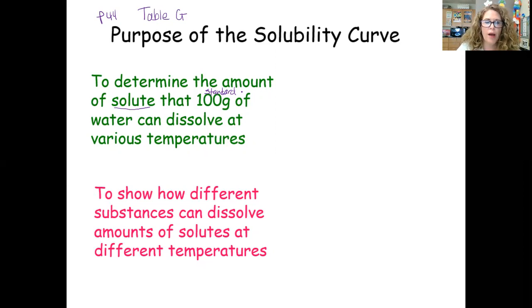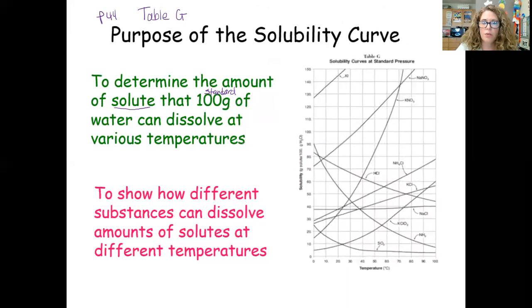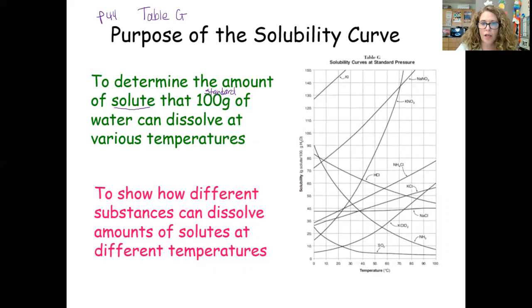So the higher the temperature, the more we can dissolve, typically. All right, so to show how different substances can dissolve amounts of solutes at different temperatures, whether temperature is going up or going down, we're going to be able to look at the relationship between temperature and solubility, which is the amount of solute that can be dissolved in that 100 grams of water. All right, so this is what table G looks like in your reference table.